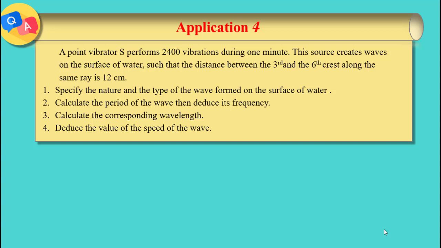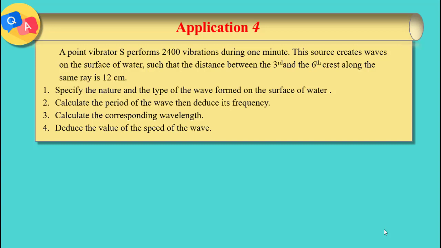Let's start with application 4. A point vibrator S performs 2,400 vibrations during 1 minute. This source creates waves on the surface of water, such that the distance between the third and the fifth crest along the same ray is 12 cm. In the first question, you are asked to specify, which means to indicate and justify, the nature and the type of the water wave formed on the surface of water.